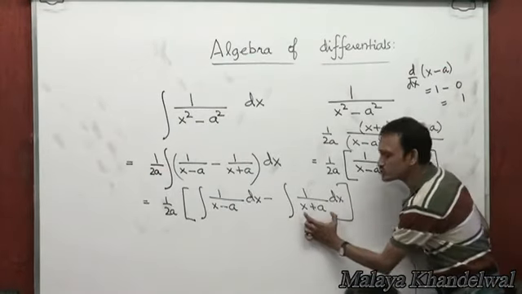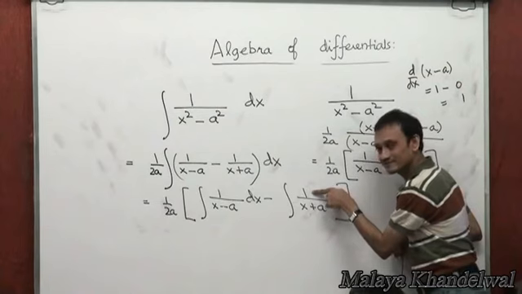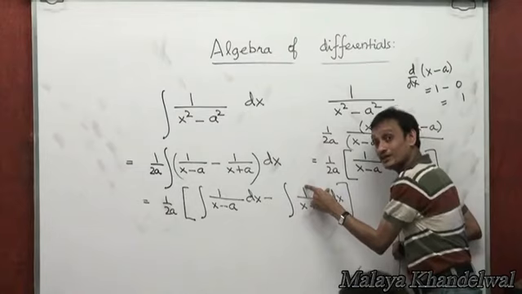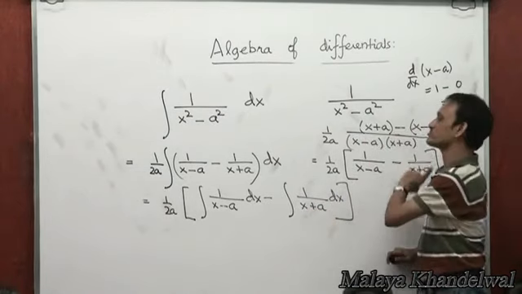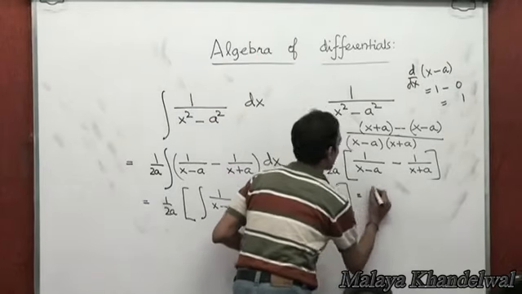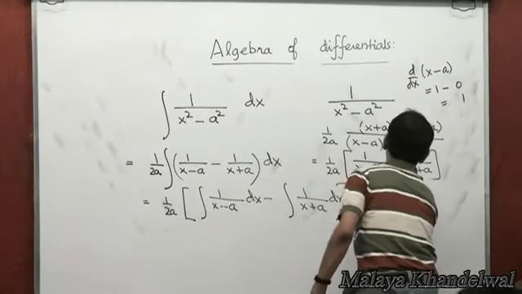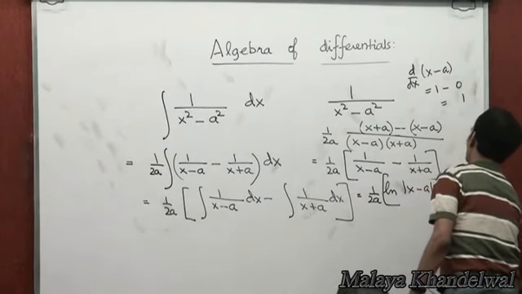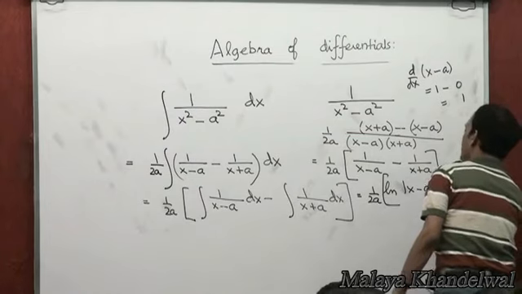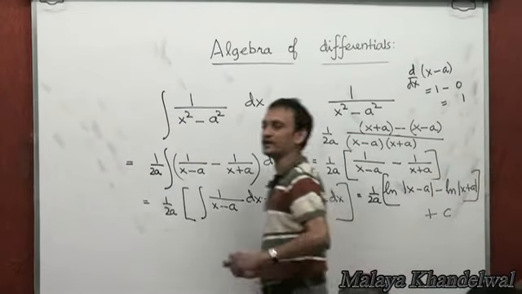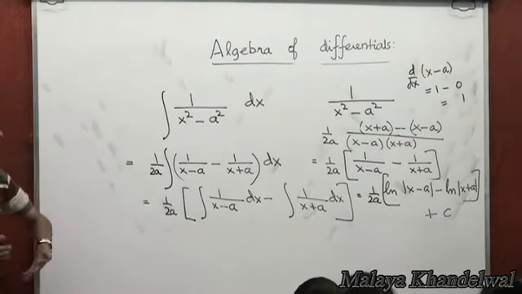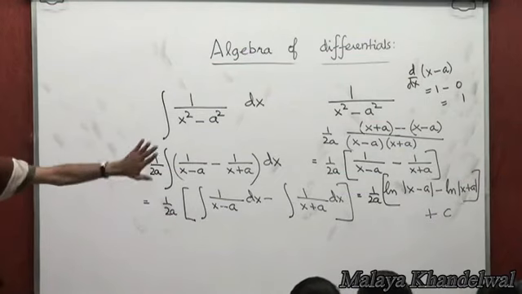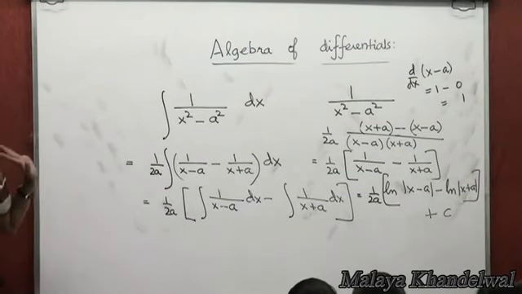Come to this. What's the derivative of x plus a? 1. The numerator is the derivative of the denominator. So the integral would be log mod x plus a, log mod x plus a precisely. So this is 1 by 2a log mod x minus a minus log mod x plus a, and then a constant of integration consolidated. Out of both these integrals, a constant would emerge. I've clubbed both the constants together and represented as one single constant c.